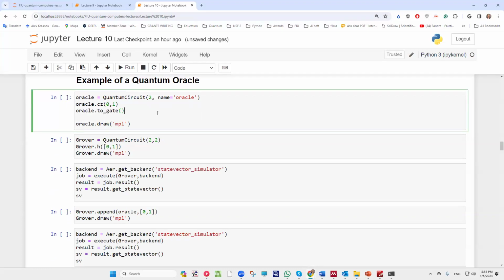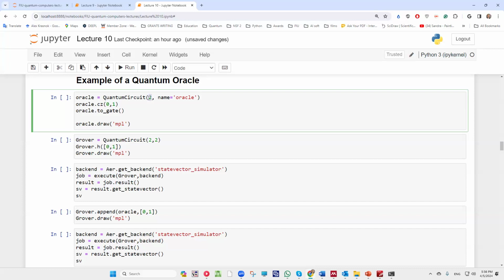So now let us discuss the quantum oracle. The quantum oracle is a piece of circuit. That's why we create this quantum circuit in IBM Qiskit.